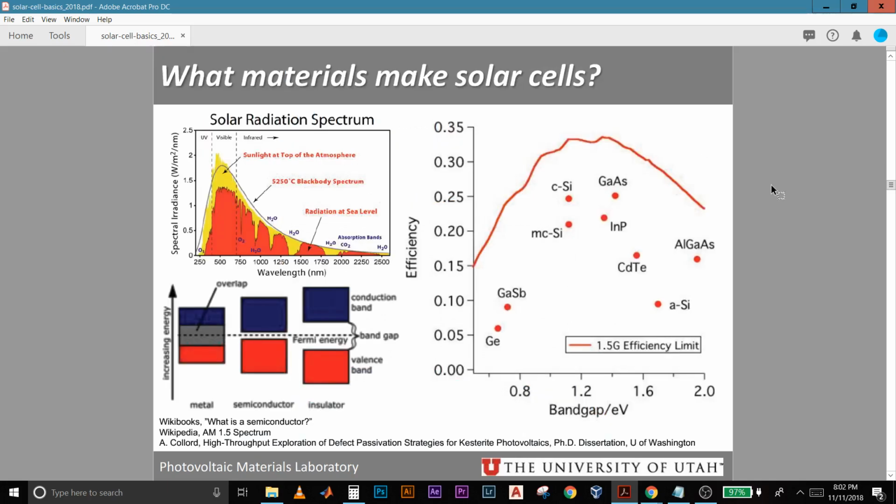Okay, so in the second part of the solar cells lecture, we are going to look into what materials make solar cells. First, this graph on the top left shows us the spectral irradiance versus wavelength. I'm sure you are familiar with this from the last class. This black curve shows the ideal black body radiation spectrum of 5000 degrees Celsius. This yellow distribution is for sunlight at the top of the atmosphere, and the red distribution is for the sunlight radiation at sea level.